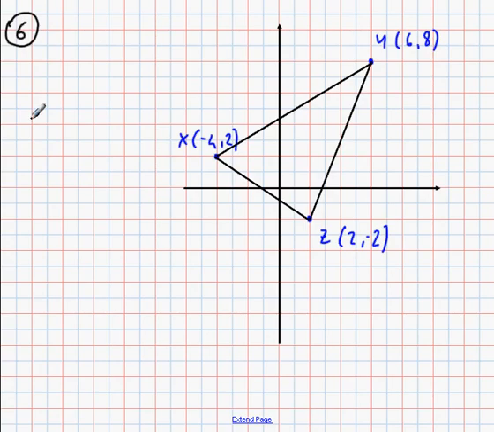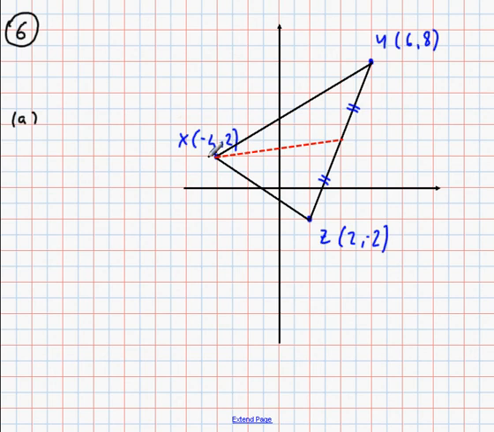Question 6. A triangle XYZ is formed where x is the point minus 4, 2, y is 6, 8, and z is 2, minus 2. Draw a diagram for this one. Part A. Find the equation of the median passing through x. Well, the red dotted line represents the median. Remember, a median is a straight line. It comes from a vertex, in this case it's x, and cuts the opposite line, yz, in the middle.